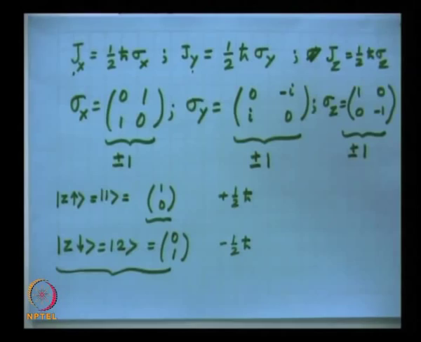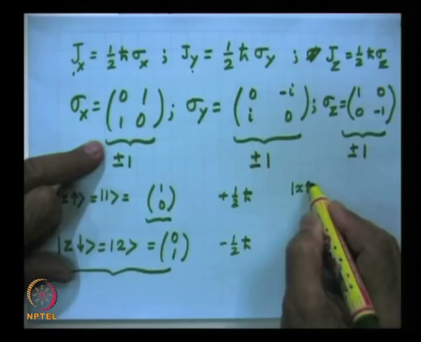Now, therefore, let me ask you this question. Suppose the system is in the z up state. That is, if I make a measurement of Jz, I will get the eigenvalue half h cross. But if we now make a measurement on this system for Jx, what eigenvalues will I get?